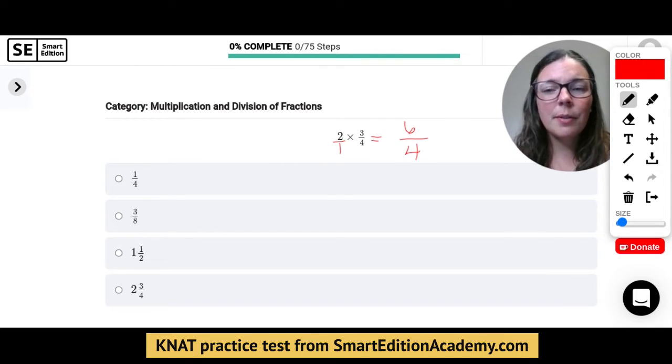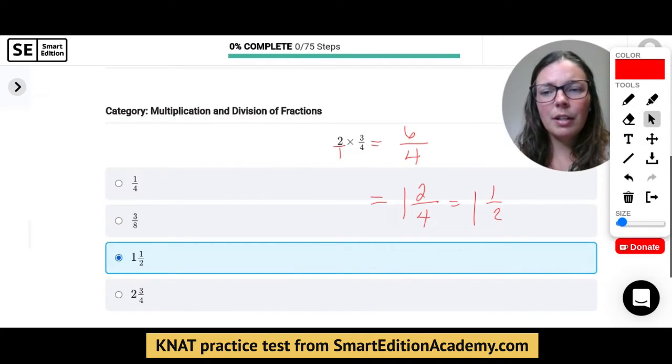So 6/4. Looks like I need to turn my answer into a mixed number and simplify. So 4 goes into 6 once with 2 left over, and then 2/4 is the same thing as 1/2. So 1 and 2/4 is the same thing as 1 and 1/2. And there we are.